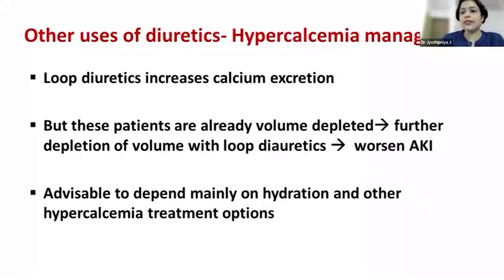Another use is in hypercalcemia management, because loop diuretics increase calcium excretion. But the problem is these patients with hypercalcemia already have polyuria, and they will be volume depleted. So further addition of loop diuretics can push the patient to more volume depletion and worsen the AKI. So it is advisable to depend mainly on hydration and other hypercalcemia treatment options, and restrict the use of loop diuretics as far as possible.